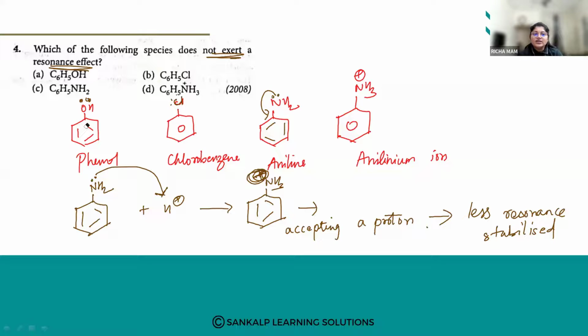So the other three will easily undergo resonance. Why? There is a presence of a lone pair and a double bond of the benzene, so it is easily resonance stabilized because of the lone pair. Here it is already forming an ion by accepting a proton, so it is less resonance stabilized. There is an absence of a lone pair of electrons in conjugation with the double bond, so it will not exert a resonance effect.